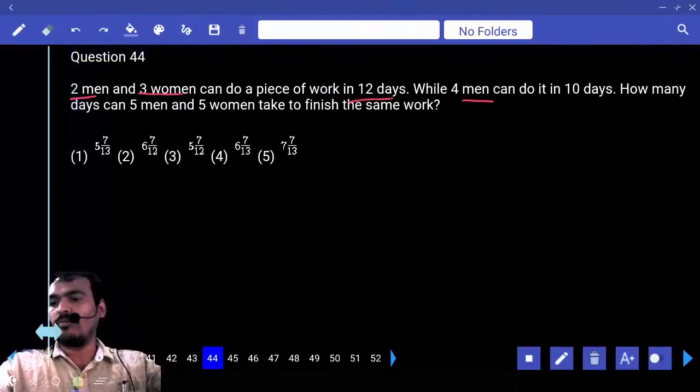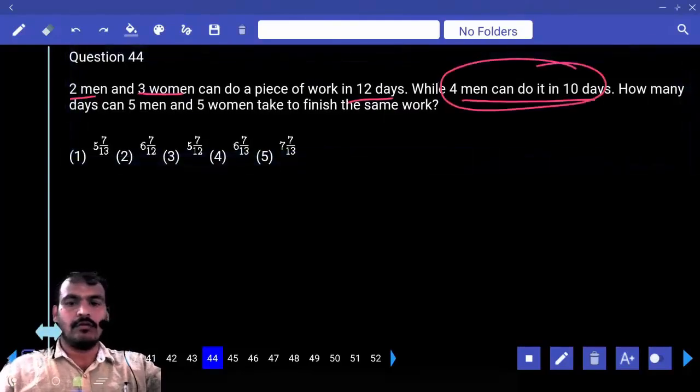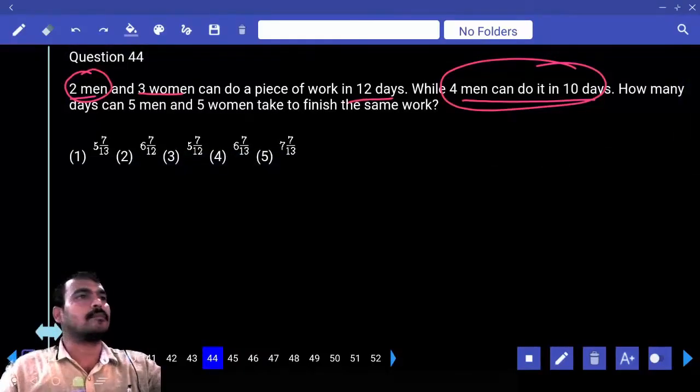4 men in how many days? 10 days. 4 into 10? 40. Work is 40, or not? The same 40 work will be completed by 2 men. How much time is taken? 20 days, or not? Okay.